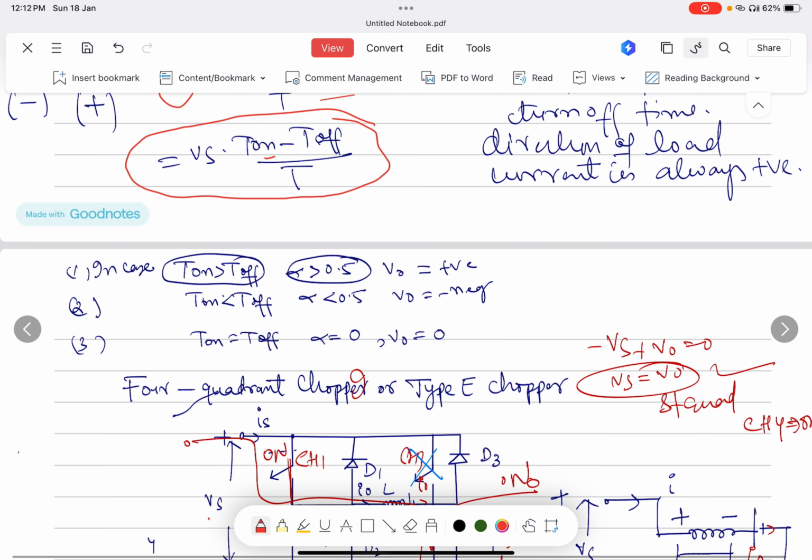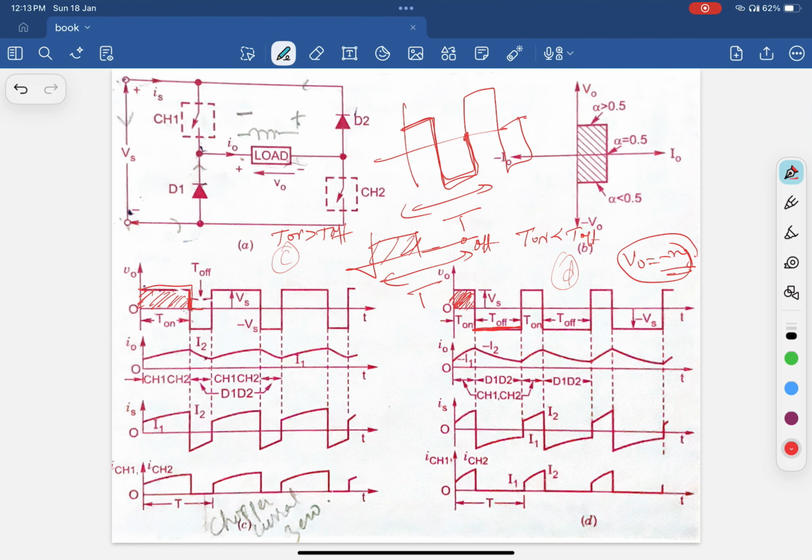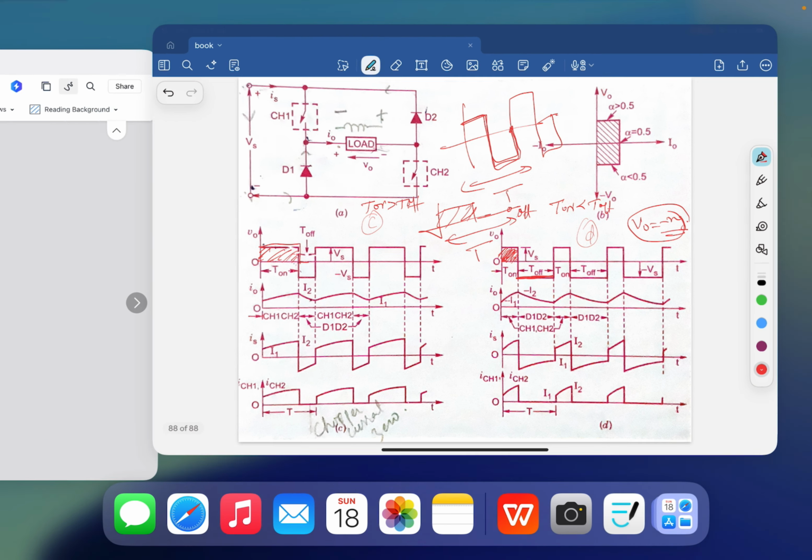So we have studied three cases. When T on is greater than T off, that means the duty cycle alpha is greater than 0.5, so V naught is positive. When T off is greater than T on, that is 0.5 is greater than alpha, then V naught is negative. When both are equal, then alpha is equal to 0.5 and V naught is zero. As you can also see in the graph available here, in one the T on period is larger and in the other the T on period is less. So you can calculate the average value also.